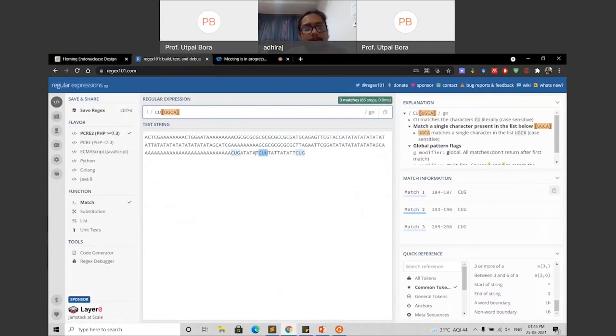As you can see, these three codons are now captured, because CU is taken as such, and anything inside this bracket has been captured. Like CUG is captured here, CUU is captured here, and CU again G. Let me change it to CA. It is getting captured, right? Like that.